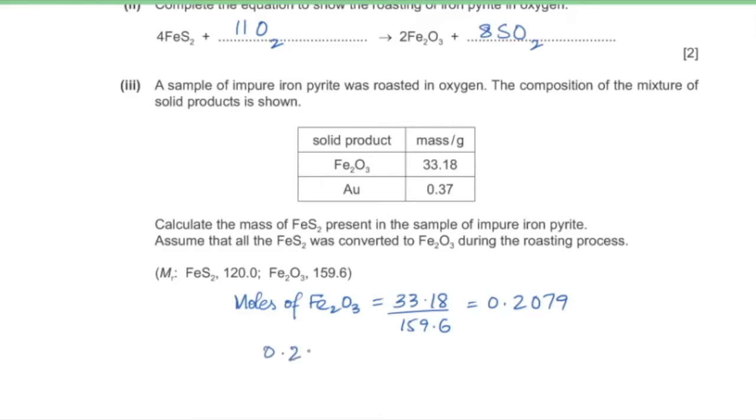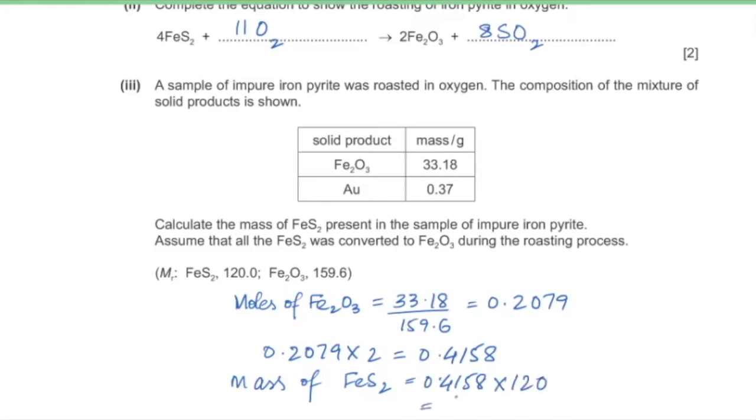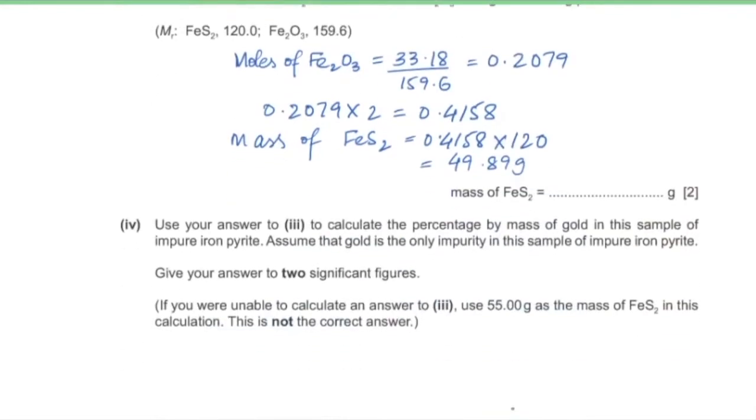So 0.2079 times 2 would give you the number of moles of iron pyrite that reacted with oxygen. So the mass of iron pyrite in the sample equals its moles multiplied by the Mr of iron pyrite, which is 120, and this equals 49.89 grams of iron pyrite. So we have 49.89 grams of iron pyrite present in the sample.